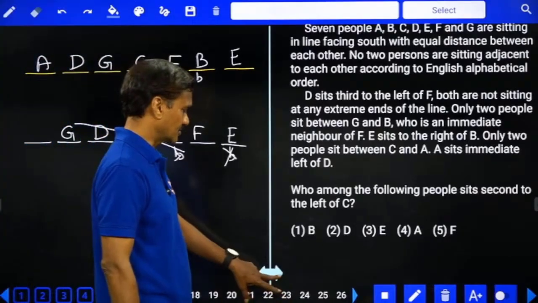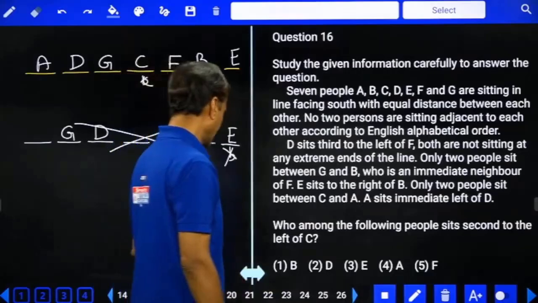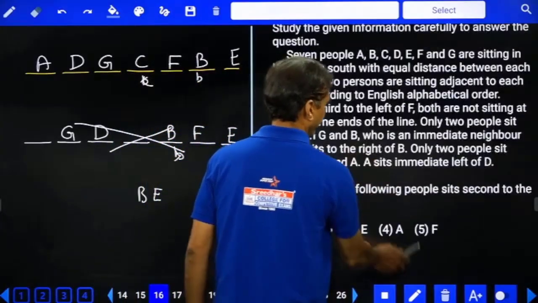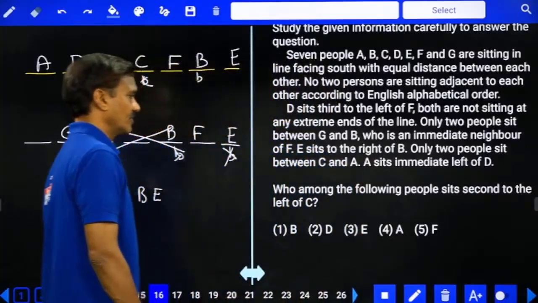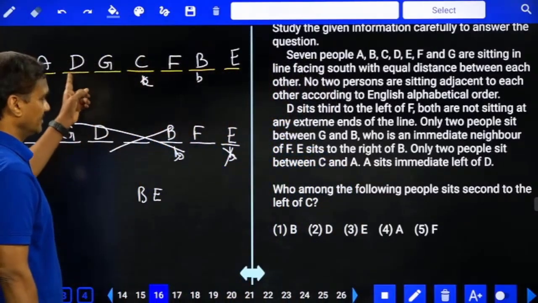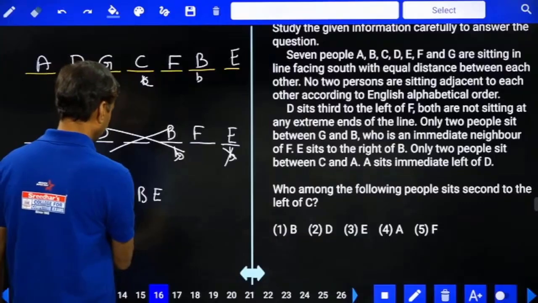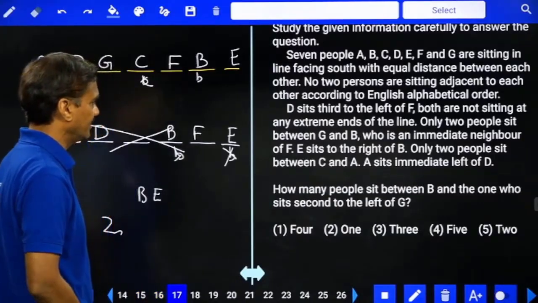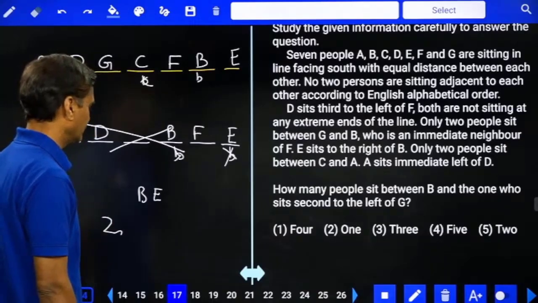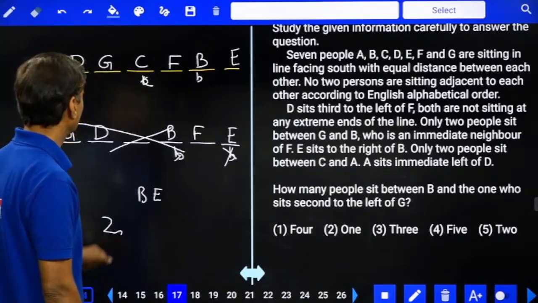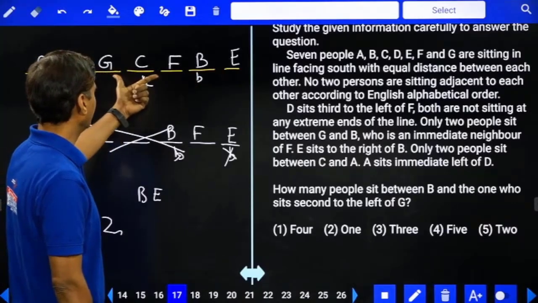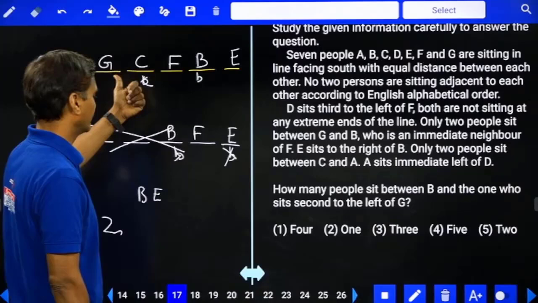Now, let us check out question number 16 to 20. In 16 to 20, all the questions are based on the same arrangement. Who among the following people sits second to the left of C? D. D is your answer, choice 2. The next one, 17. How many people sit between B and the one who sits second to the left of Z? B and the one who sits second to the left of Z, that is D. How many people between B and D? There are 3 people. Clear?